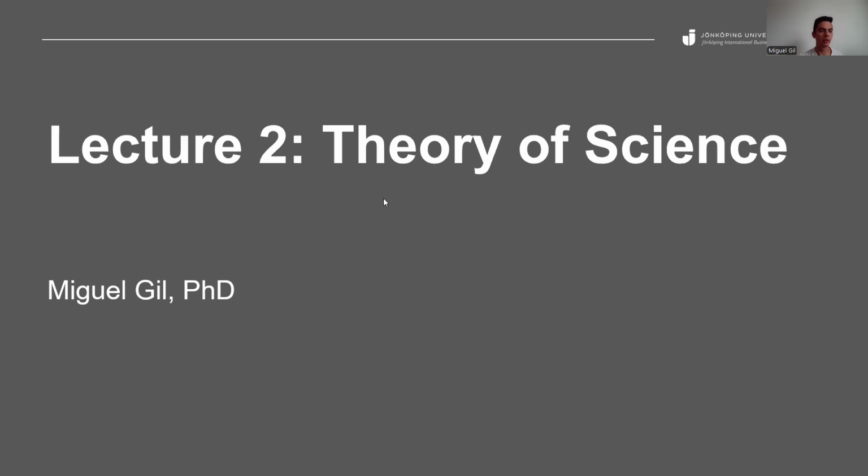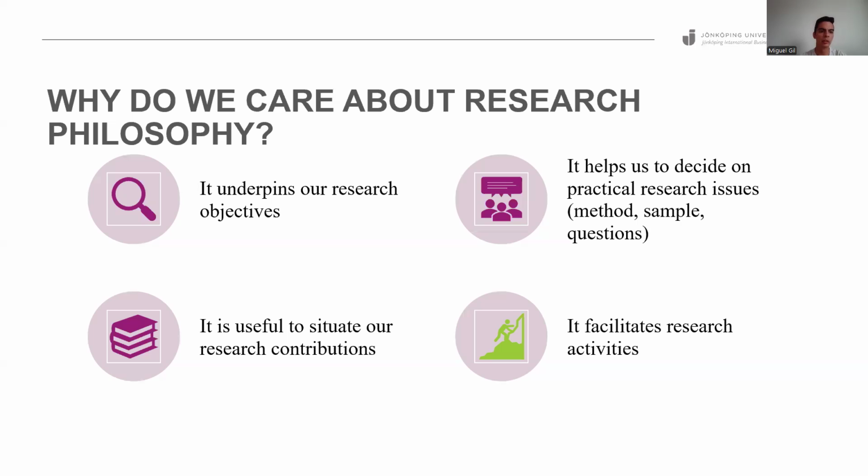Hello and welcome to this lecture number 2 about theory of science, which is really connected to a concept that we call research philosophy. The objective of this lecture is to explain, or try to understand, how and why first, and also how we do research, because there are different ways of doing research and also different ways of why we are doing research.